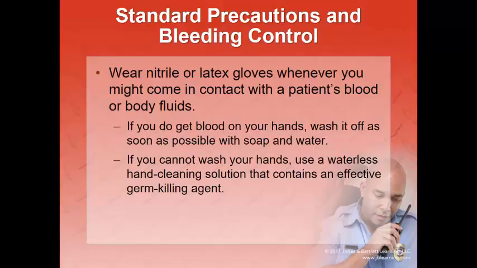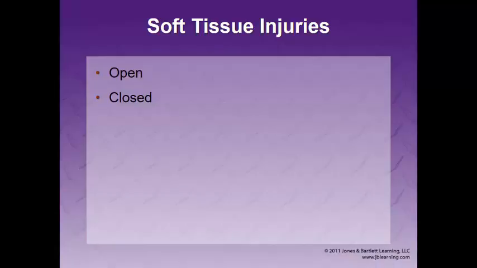Make sure you have standard precautions with bleeding control. You're touching somebody else's blood and body fluids, so make sure you wear gloves. And if there's a chance of splash, make sure you're wearing some kind of face protection and a mask. But if you do get blood on your hands, make sure you wash it off as soon as possible, soap and water. 15-second rule, meaning you're washing your hands for as long as it takes to sing Happy Birthday to yourself. If you can't wash your hands, use a waterless hand cleaning solution, the waterless hand gel. And then whenever you can, after that, wash your hands with soap and water.